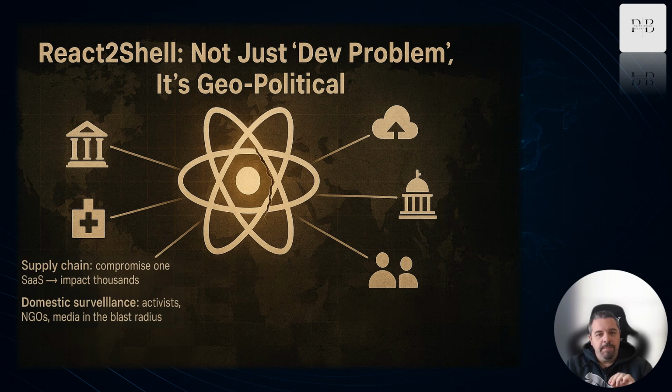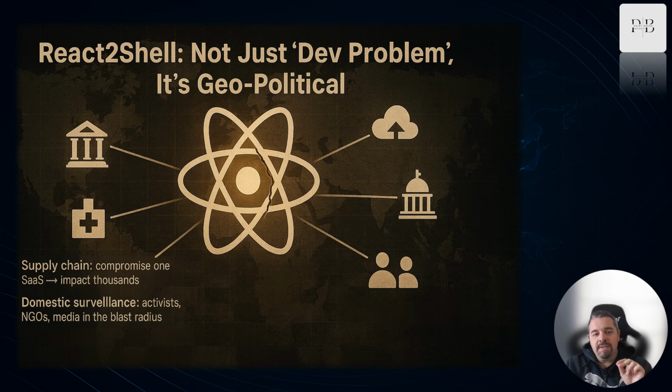When a technology reaches the scale of React, a vulnerability inside it stops being a developer issue and becomes a geopolitical event. Look at this slide. React sits at the center, not just of your app, but of an entire digital ecosystem. Now follow the lines. React may touch banks, hospitals, cloud platforms, governments, everyday users. This is the supply chain angle almost nobody talks about.